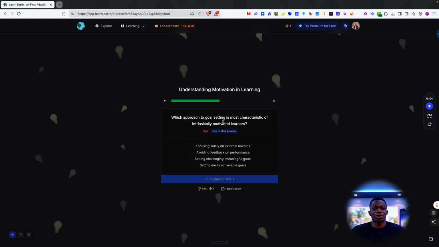Okay, which approach to goal setting is most characteristic of intrinsically motivated learners? Interesting. So, intrinsically motivated learners are definitely more likely to set challenging and meaningful goals. Avoiding feedback on performance. I'm not sure about that one. Setting easily achievable goals. It's an interesting one. Let me go with avoiding feedback on performance.